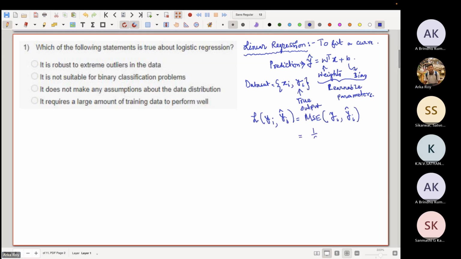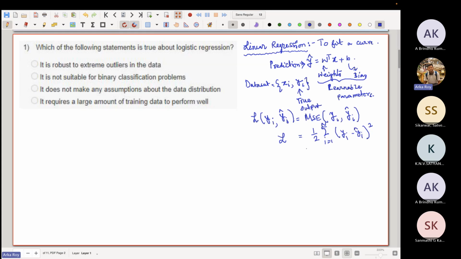In general, I can write 1 upon n, where n means the total number of elements you have in the test set or in the prediction set. But we put 1 by 2 for a reason: in the next step, when you do gradient descent, you have a squared term. So it is the sum from i equals 1 to n of yi minus yi hat, a whole square. Now you can see this is the loss function.